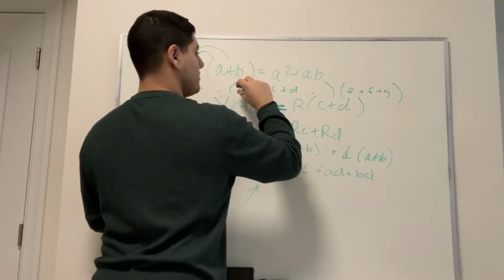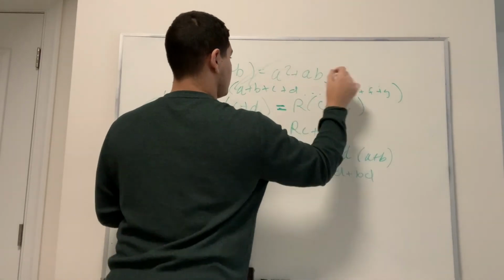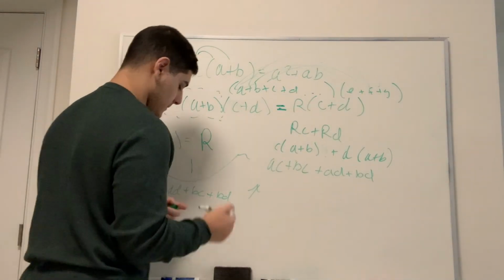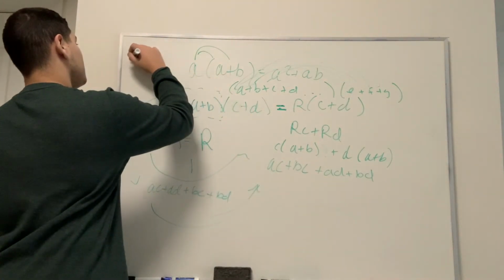You take one term, you distribute to all the rest. Take the other term, you distribute to all the rest. And there you go. That's where FOIL comes from.